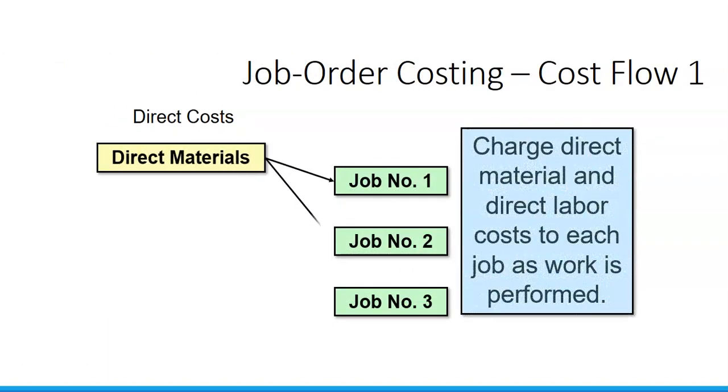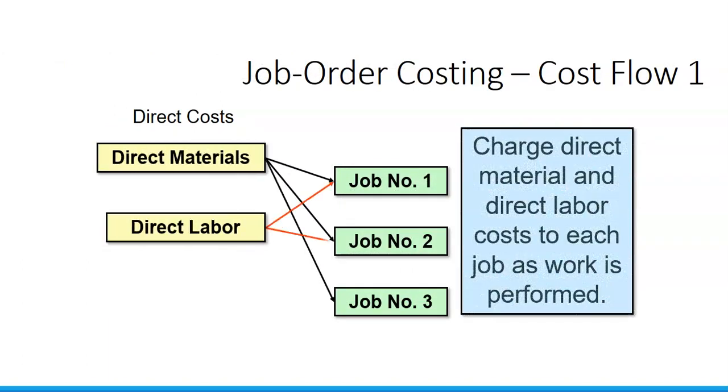Other examples of companies that would use jobs: if you've ever taken your car in for an oil change or some kind of service, that's a job. You have direct materials, oil and a new filter. If you have anything else done, you might have direct materials for that. You have direct labor from the person that is changing the oil, and then you have overhead costs.